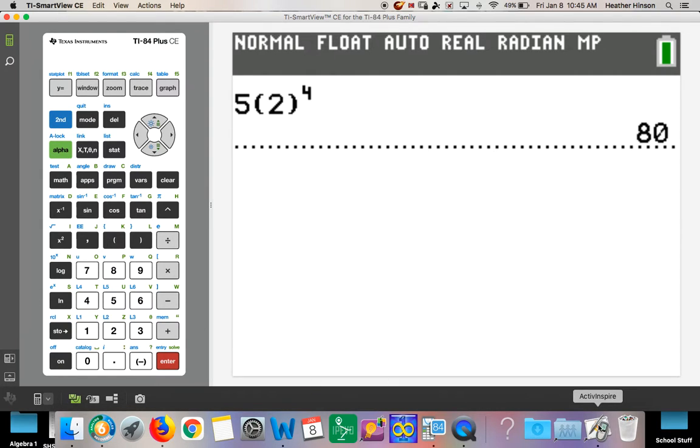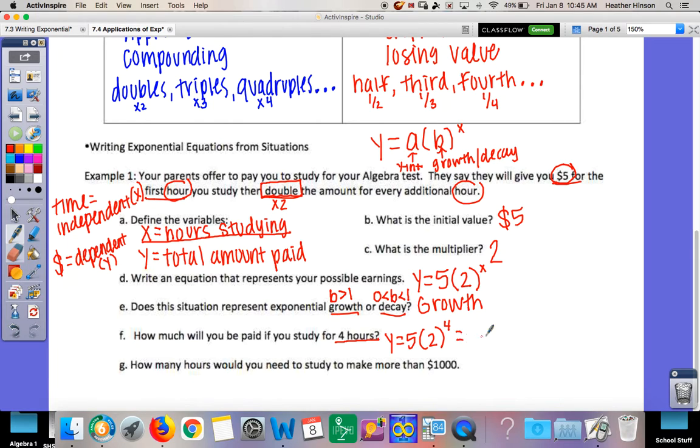Now remember, for word problems, we have to use correct unit. So this is not just 80. What is y? This is y equals, y was the total amount paid. So this is $80. So $80 is your correct answer. How many hours would you need to study to make more than $1,000? $1,000 is what? X or Y? Right, the amount you get paid is Y. So that would be plugged into Y.